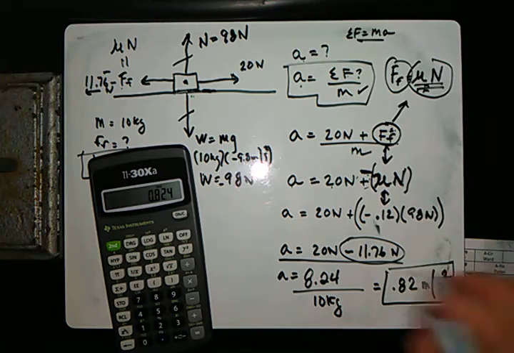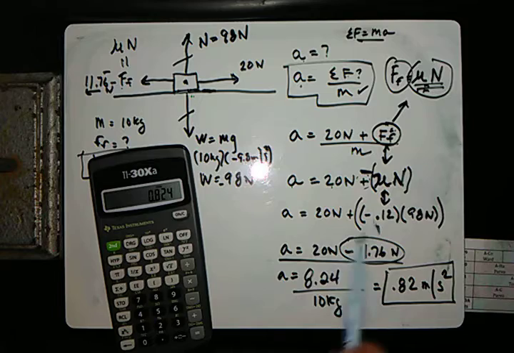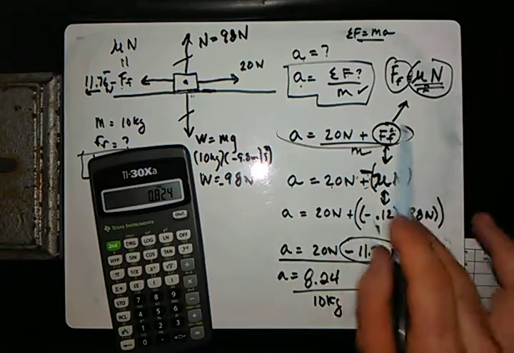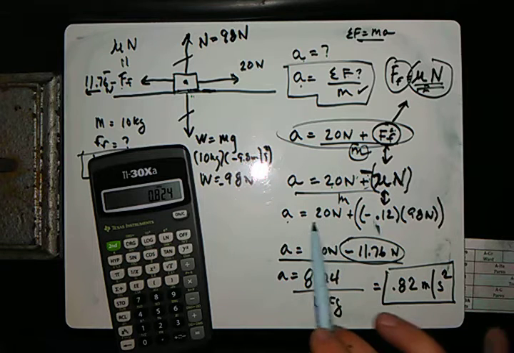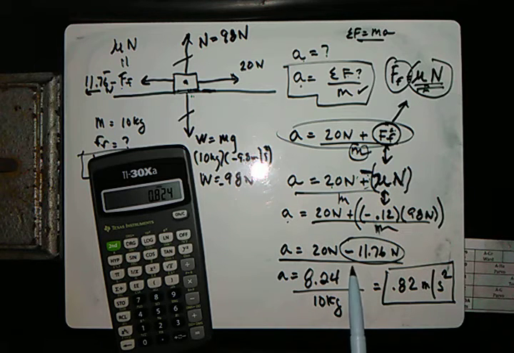So here's our final answer. We figured out all the top stuff, and then we divided by the bottom. So there should be a mass on the bottom here, a mass on the bottom here, and a mass on the bottom here. So 0.82 meters per second squared.